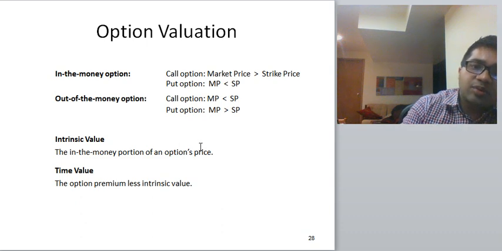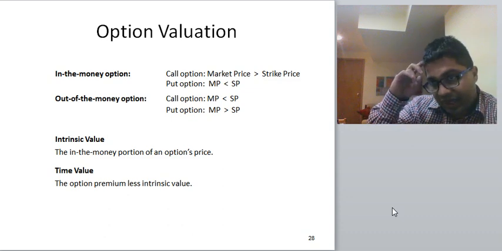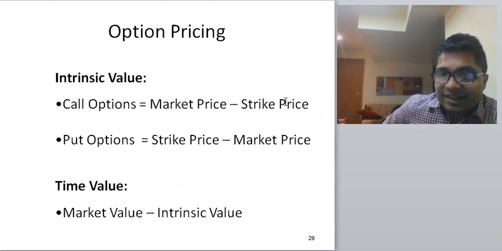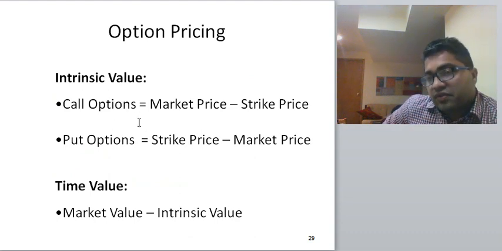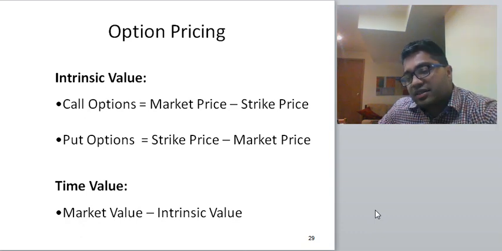Intrinsic value, the in the money portion of options price. Time value is option premium that you pay minus the intrinsic value. Option pricing: for a call option, intrinsic value is market price minus strike price. For a put option, it is strike price minus market price. So this you have to remember. That is the in the money part, that is intrinsic value. Time value is always the market value of the option, that is premium that you paid, minus intrinsic value.